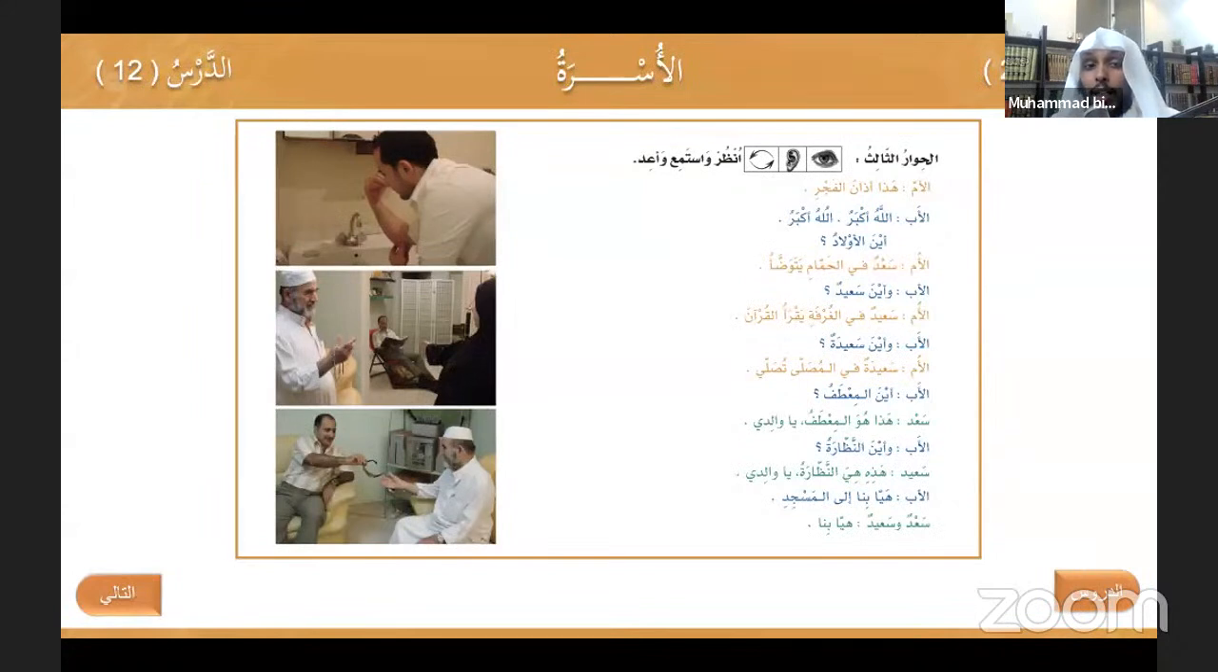So this word aina, you can use it to ask about something or someone's whereabouts. There's no differentiation between a human, an object or an animal. Aina an-nazara, where are the glasses? Or aina Sa'ad, where is Sa'ad? So if you want to ask about someone's whereabouts, or something you've lost or are looking for, you would use this word aina.